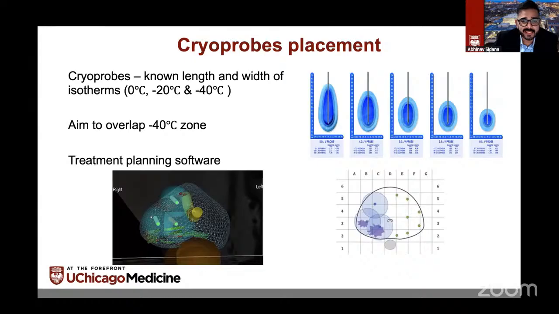The planning can either be done cognitively by the surgeon in axial view, or you can use newer treatment planning software. This is a screenshot from a Qualys treatment planning software, but most fusion platforms now offer treatment planning software for focal therapy, including cryoablation, where the software itself will guide you for the needle placement.